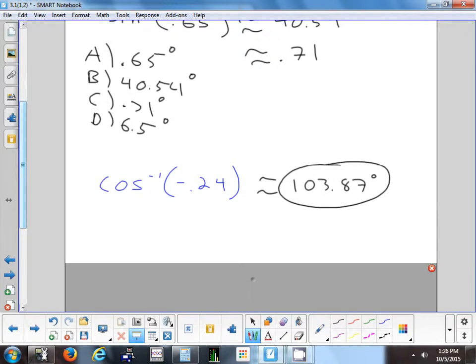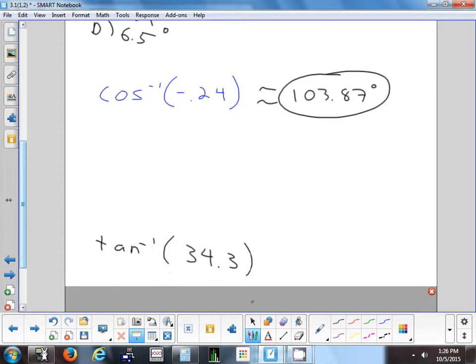All right, now let's try one more easy one. Inverse tangent of 34.3. As this number starts to get bigger and bigger, the answer is going to get closer and closer to 90. So I'm thinking this is close to 90, but probably a little bit less. Yep, 88.3. Okay. So any questions on inverse sine, cosine, or tangent?